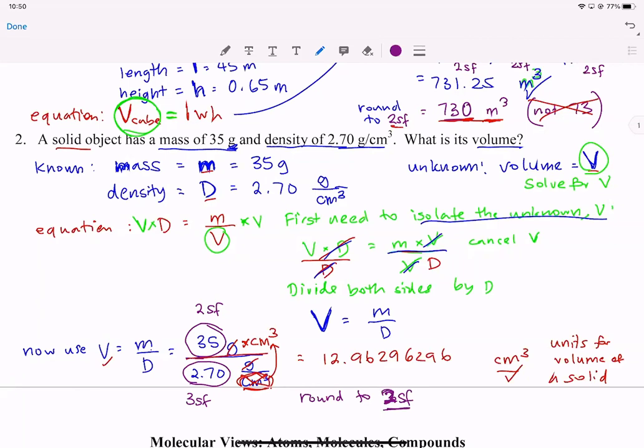2 sig figs. So rounding it to 2 sig figs means I'm going to keep the 1 and the 2. So the 1 and the 2, I look at the next digit, which is a 9, which means round up to 13. And the units are still going to be centimeters cubed. So that would be 2 sig figs. It's close to the original value, which is 12.9. So 13 makes sense. So not 1.3, not 130. And so 13 is rounding it to 2 sig figs.